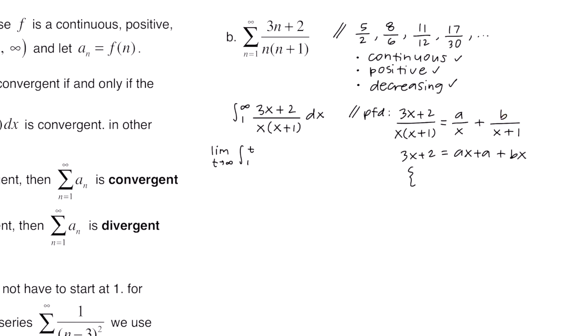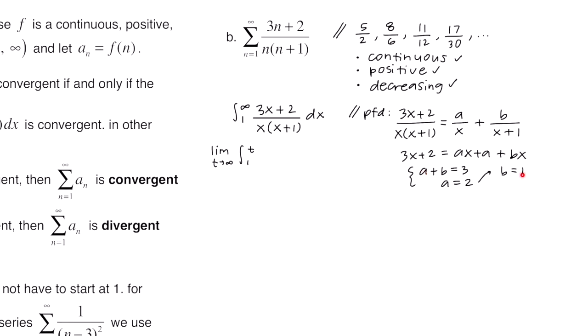So now to set up our system of equations, we're going to look at our x terms first. So we have Ax plus Bx, and then over here we have 3x. So that means we're going to set A plus B equal to 3. And then for our constant, we have A equals 2. So now if A is equal to 2, we can plug that in right here, and we're going to get that B is equal to 1.